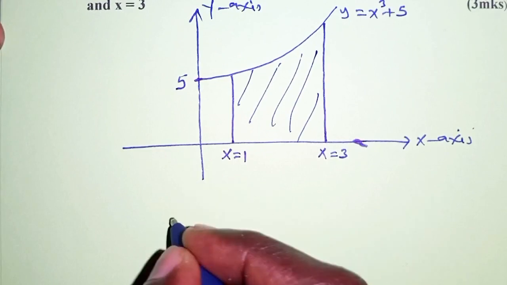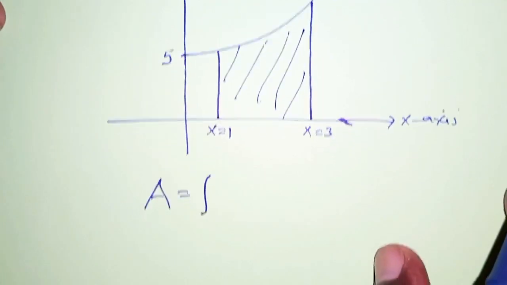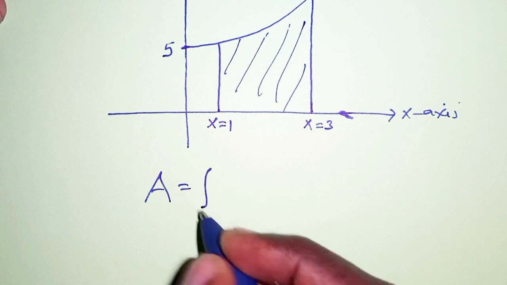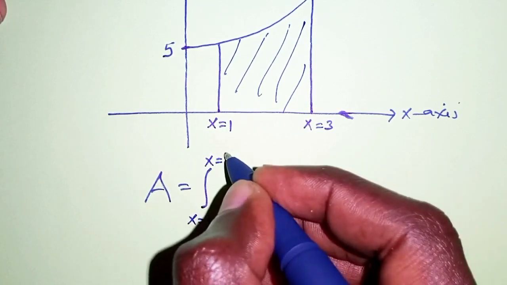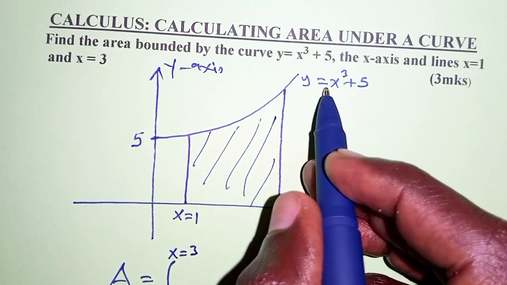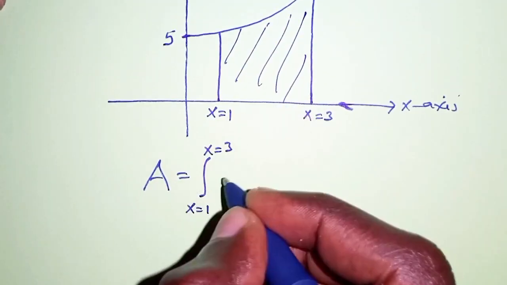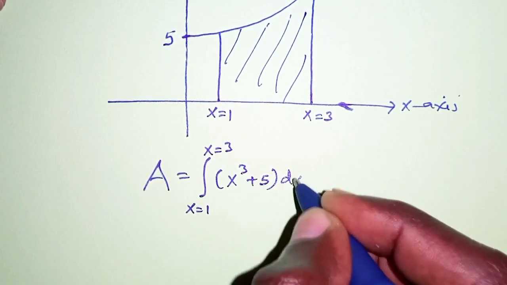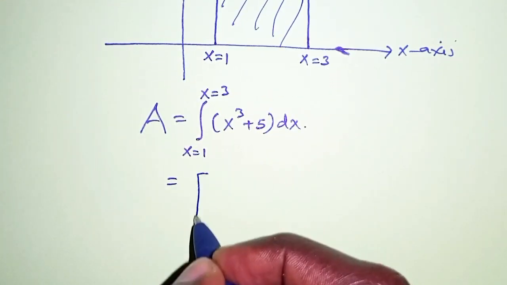When we're integrating, the area is, we integrate within the limits. So we have the limits from x is 1 up to x is 3. So we begin with x is equal to 1 up to x is equal to 3. We are going to integrate the curve y is equal to x cubed plus 5, so we have x cubed plus 5 with respect to x. So when we integrate, we're going to have this.